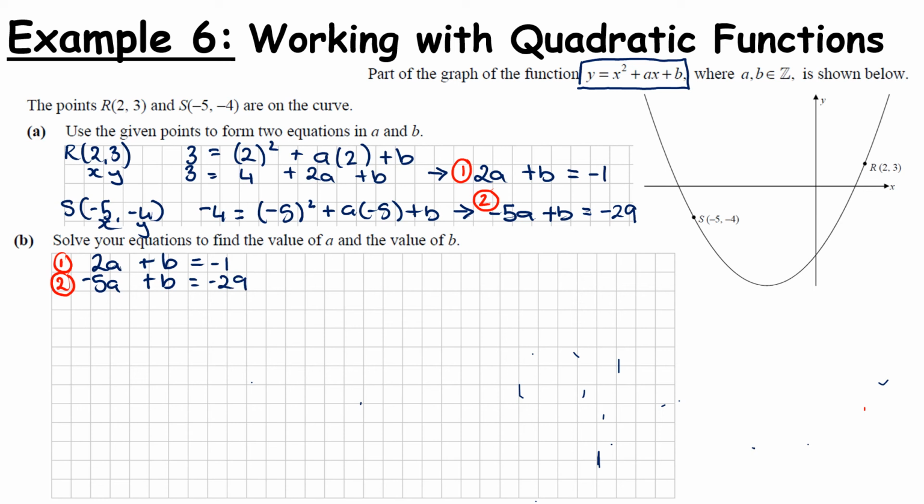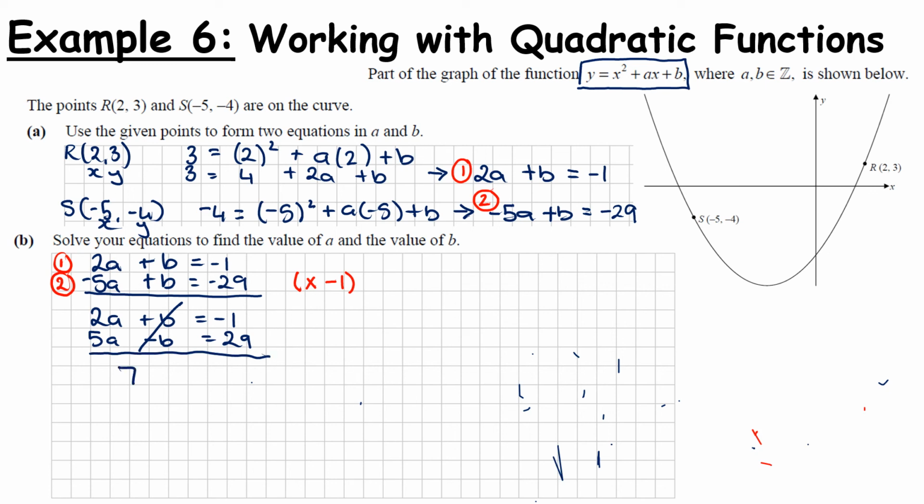The easiest thing to eliminate here is our b's, and we can do this by multiplying the bottom line by minus 1. So the top line is unchanged, 2a plus b equals minus 1. Multiplying that across, I get 5a minus b equals 29. The b's cancel, so plus b minus b is effectively 0. Working this, I get 7a is equal to 28. Dividing both sides by 7 gives us a equals 4.